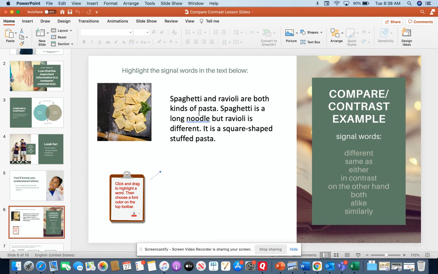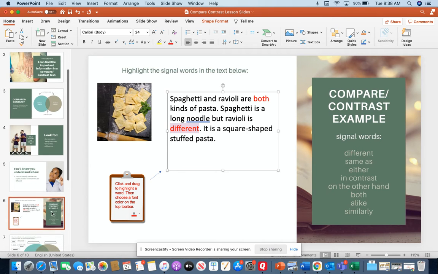Spaghetti and ravioli are both kinds of pasta. Spaghetti is a long noodle, but ravioli is different. It is a square-shaped stuffed pasta. Okay, so we see the word both. We see the word different. So that is two of the signal words that we see in this passage.